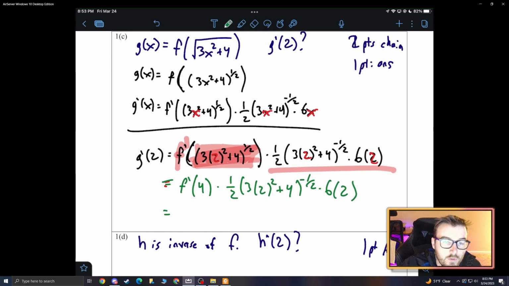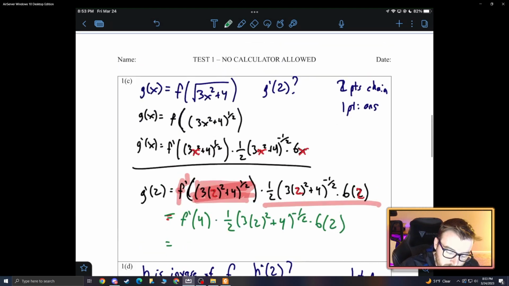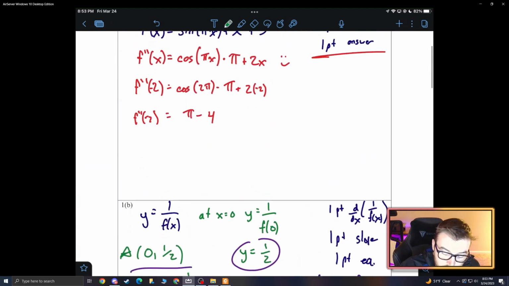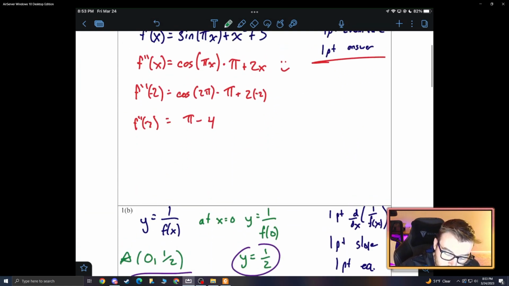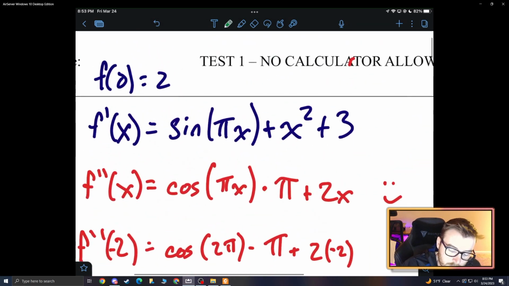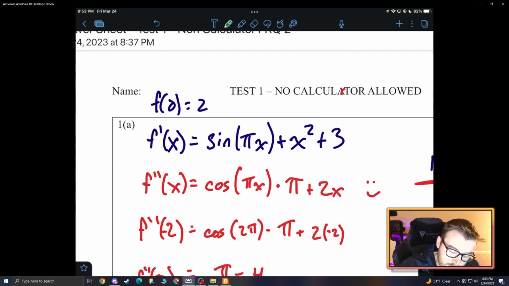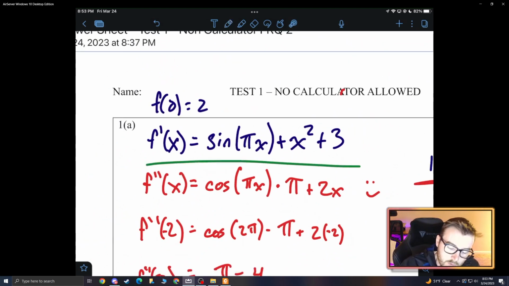F prime of 4, though, does need to be solved. And f prime of 4 can be found by using the function f prime, which is given to us in the problem. And I have it written all the way up here at the top. F prime of 4. What is it? Sine of 4 pi is 0, because sine of 2 pi is 0. So just do another 2 pi and you're still at 0. Plus, what am I plugging in? 4, right? So plus 4 squared is 16. Plus 3 is 19.